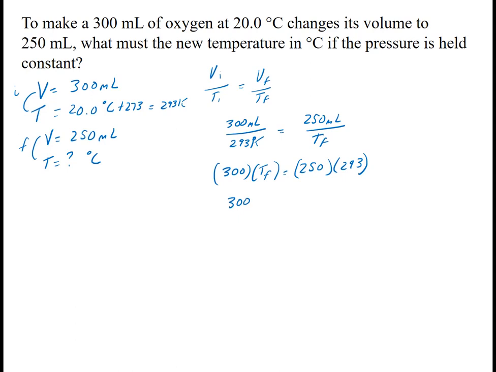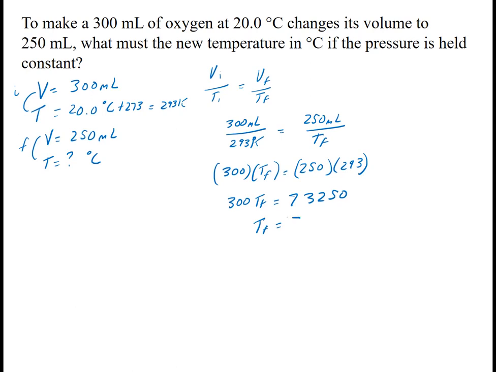So this side stays the same. And when I multiply these two together, 250 times 293 gives me 73250. And then I divide both sides by 300. Let's look at this. What do I expect the answer to be? Because this is good. If you got the wrong things paired, this will give you a clue. My volume decreased, and so if my volume decreased, I expect my temperature to decrease.